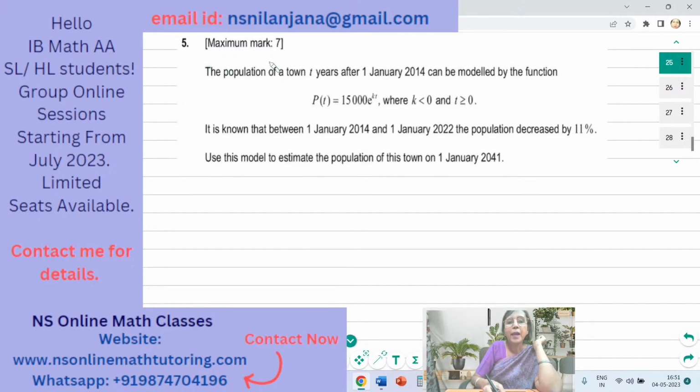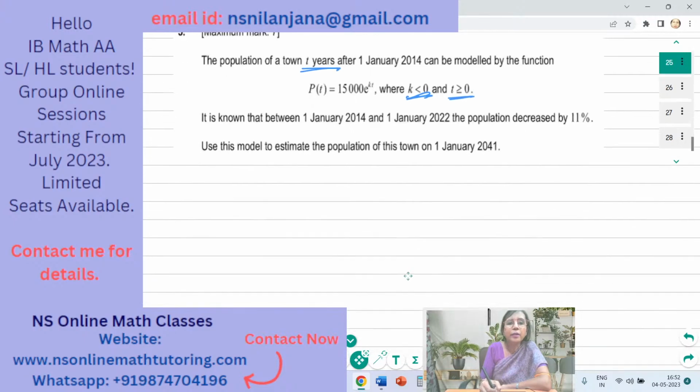Question number 5, maximum mark 7. It doesn't contain any subpart. The population of a town t years after 1st January 2014 can be modeled by the function P of t is equal to 15,000 times e to the power of kt, where k is less than 0. That means the population is decreasing, and t is greater than or equal to 0. Because it is t years after, t has to be greater than or equal to 0.